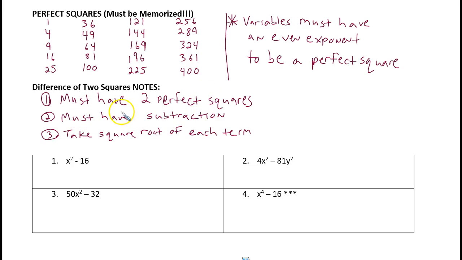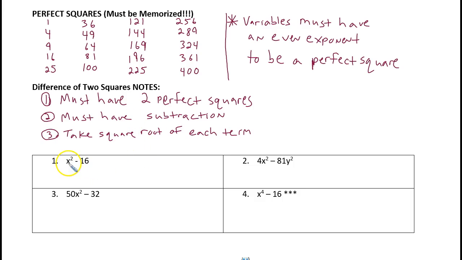Anyway, the second thing that we want to look for is we want to make sure that it has a subtraction sign between the two terms. So it must have a minus or a subtraction sign. And then we're just going to take the square root of each term and put it into parentheses to factor it. So what is this going to look like?